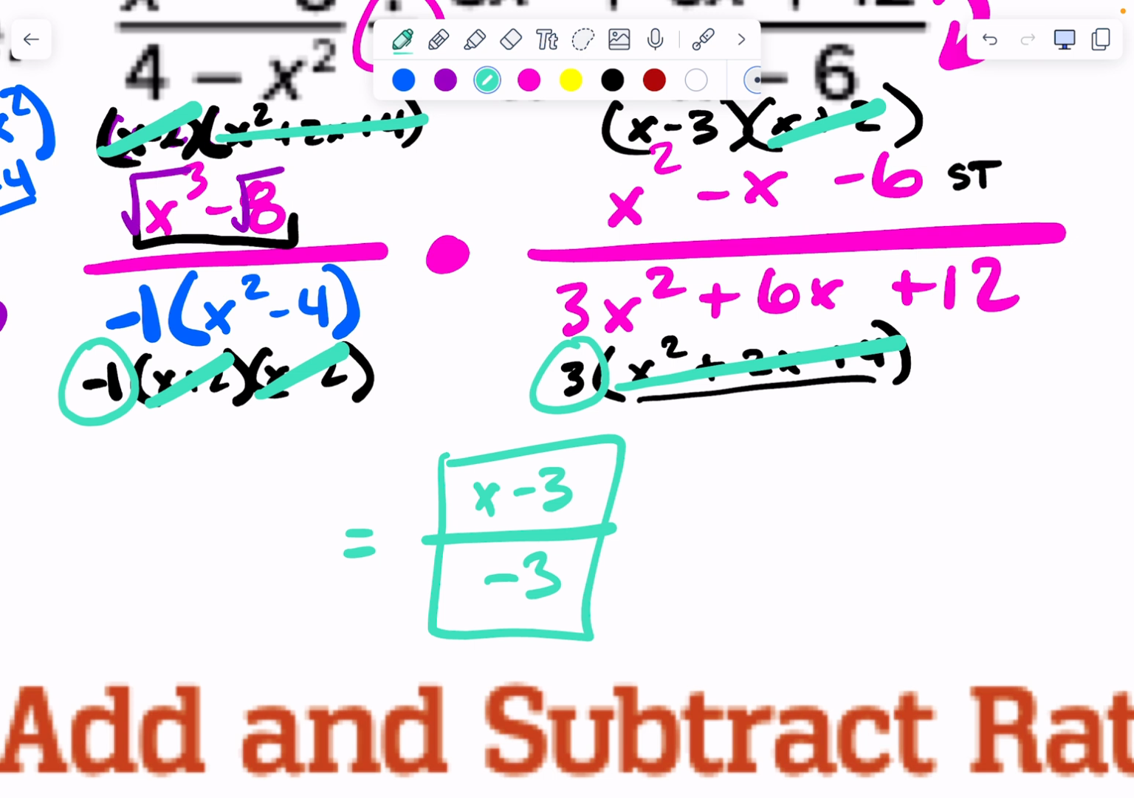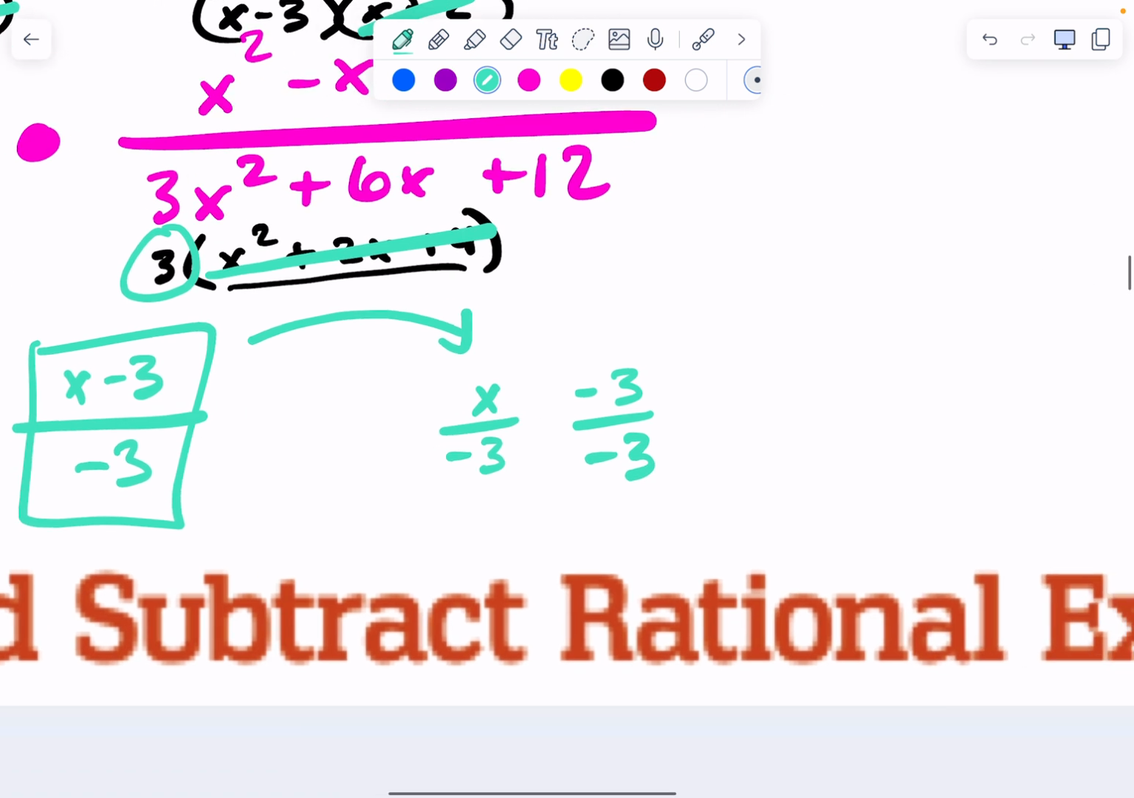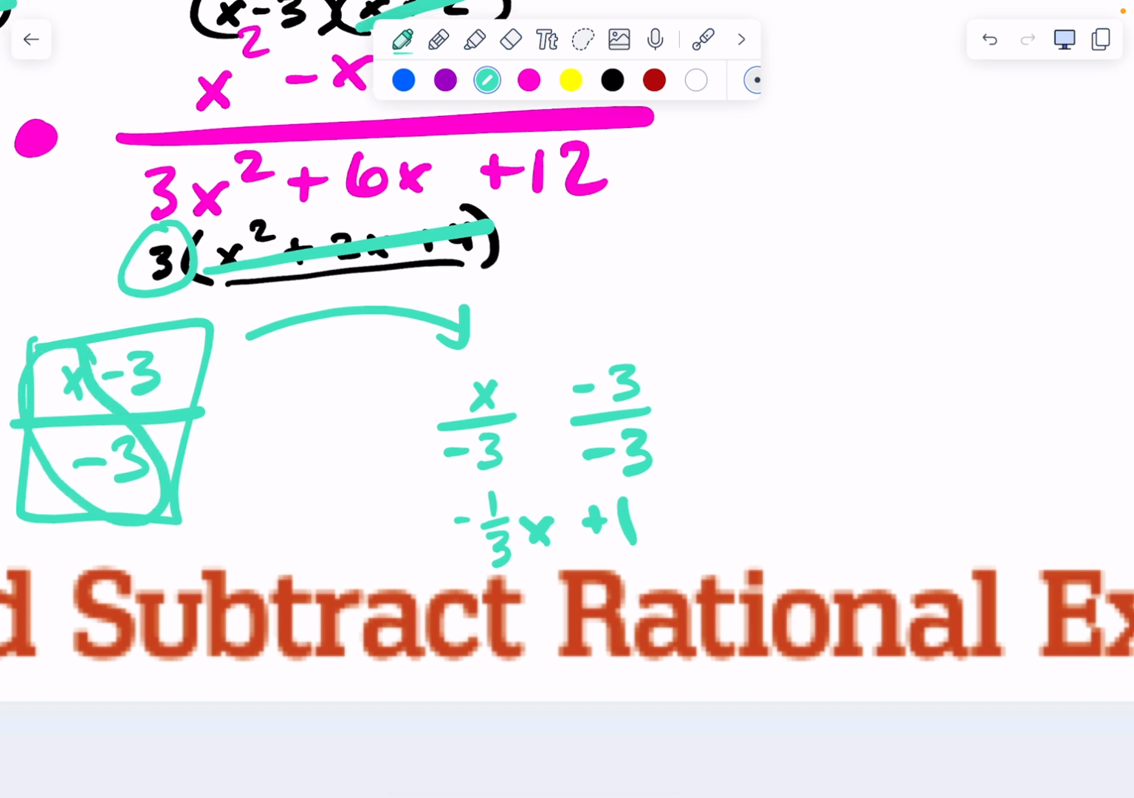Okay? Now, what can x not be? It can be anything. X is not on the bottom. Just for a fun fact, this is the same thing as x over negative 3 minus 3 over negative 3. So this is like negative 1/3 x plus 1. Was that confusing? Yeah. This part right here is negative 1/3. This part right here is plus 1. You don't have to write it like that. You can keep it like this. Okay, good. That was a lot of stuff.